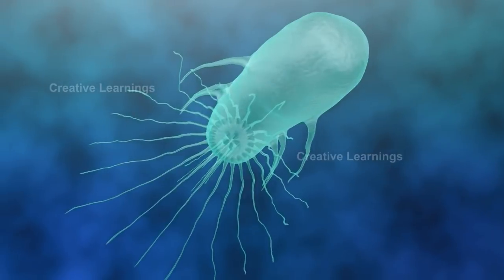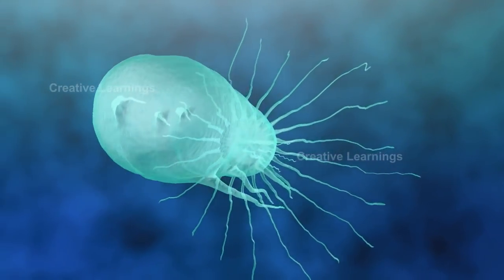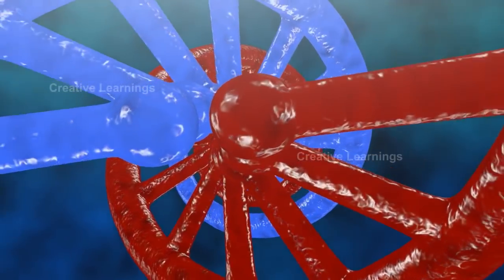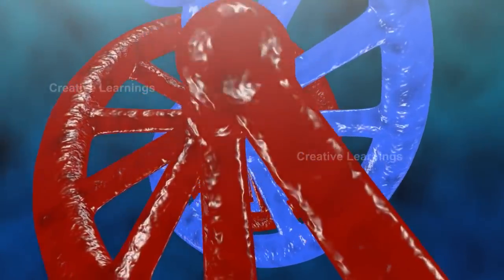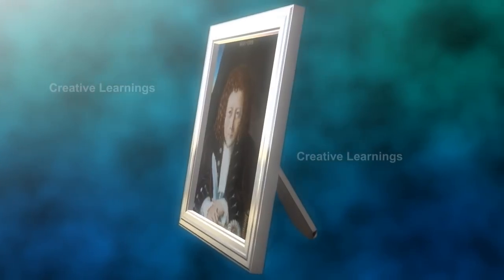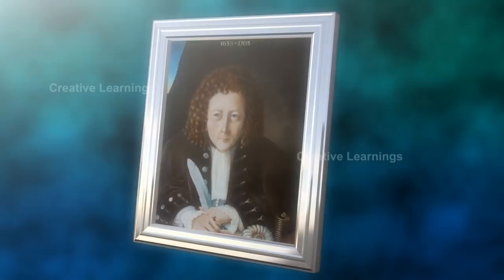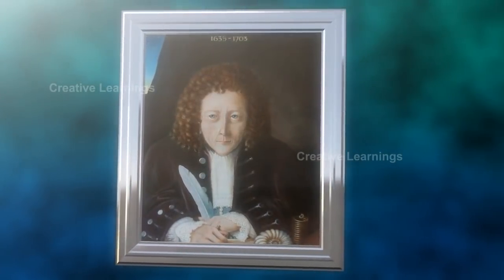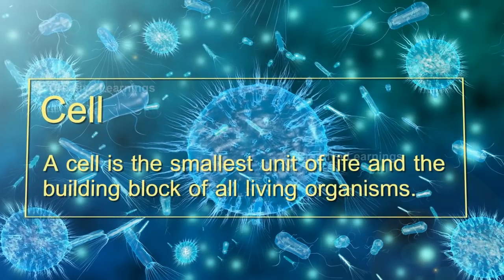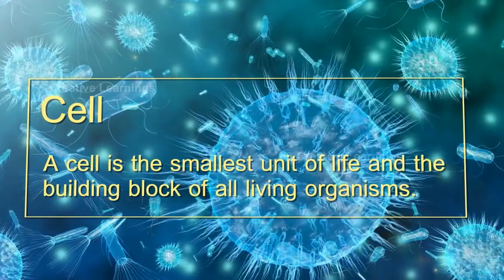Improved technology has helped biologists to study the organism's cellular structure and function. They have even found ways to modify cellular structures and manipulate gene expressions for the enhancement of human health and environment. Robert Hooke discovered cell in the mid-17th century with a simple microscope and marked the genesis of an exciting era of cellular biology. A cell is the smallest unit of life and the building block of all living organisms.